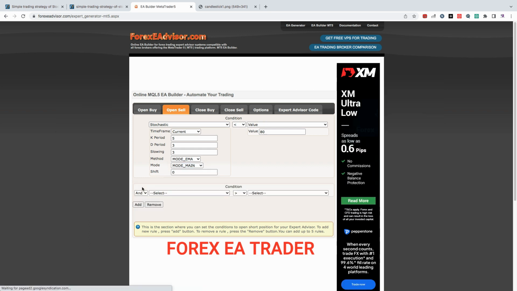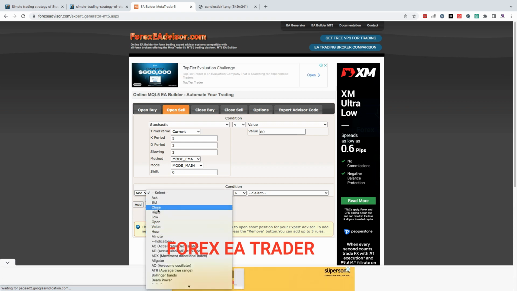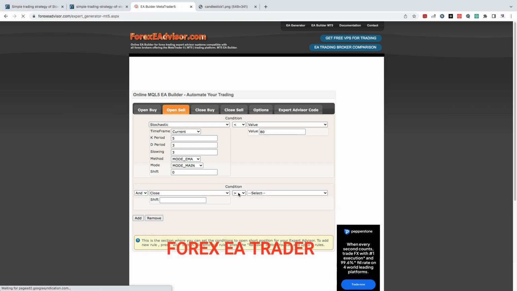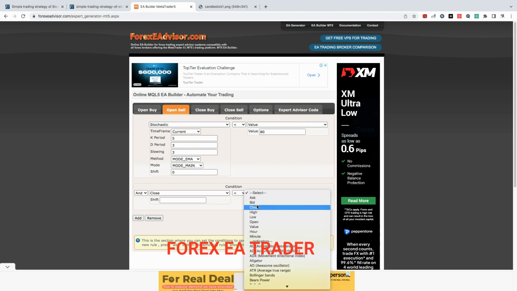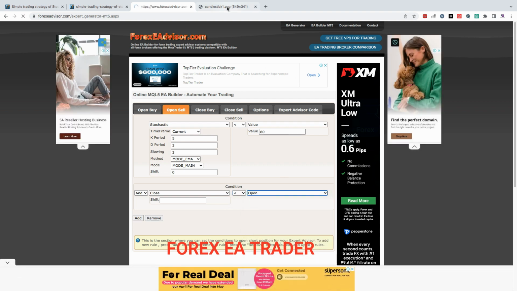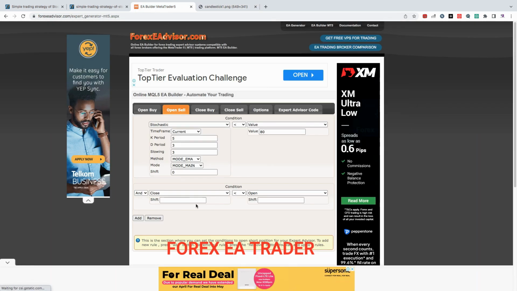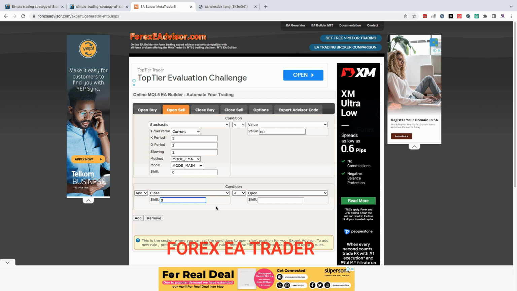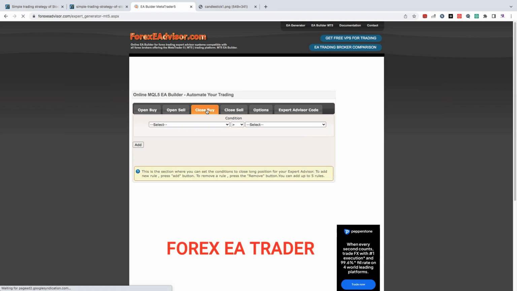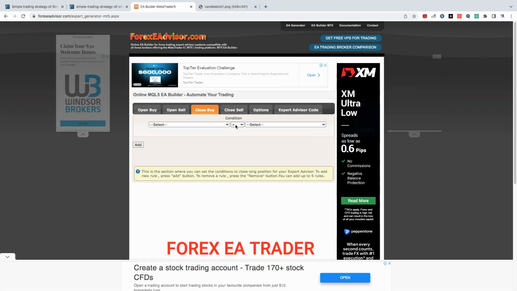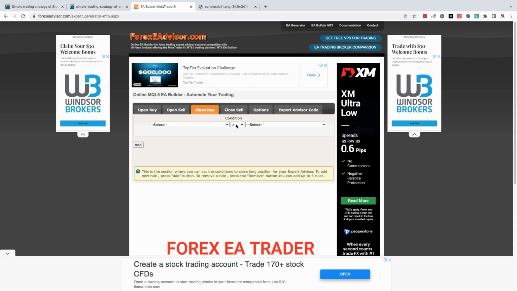Then we're going to add a bearish candle. We said the close price is always below the open price. That's what we said here. The close price is always below the open price. That's how we know that's a bearish candle. And shift, we're just going to put a 0 there. That's it. How do we close a buy? Because you sometimes want to get out of risky trades.